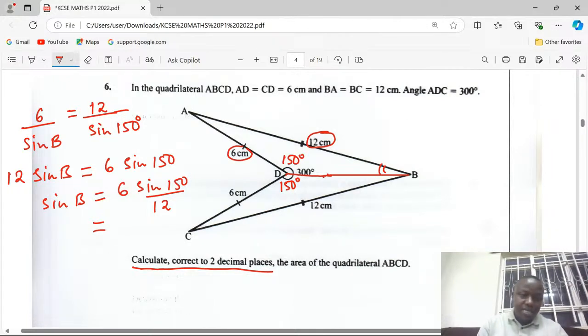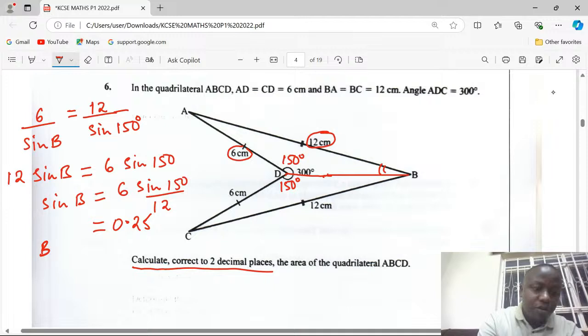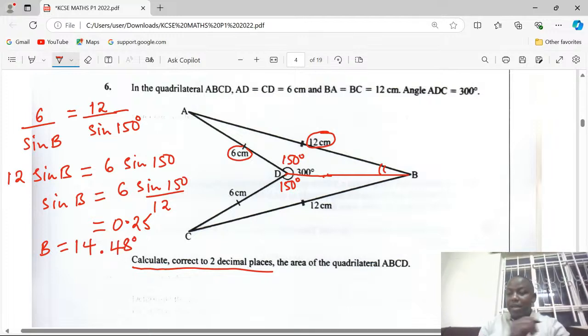6, the sine of 150, over 12, so that we get 0.25. Then the value of the angle itself shall be the sine inverse, shift sine, and this will be 14.48 degrees. Now with that angle, we can also get the angle at A.